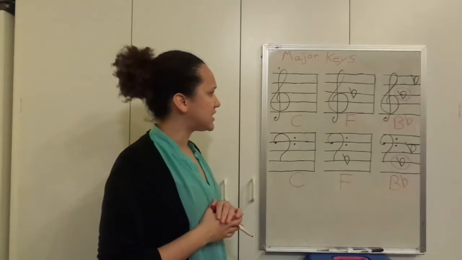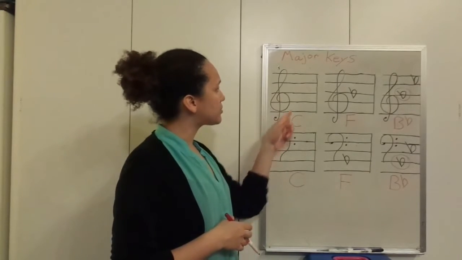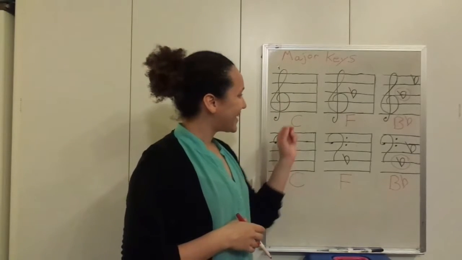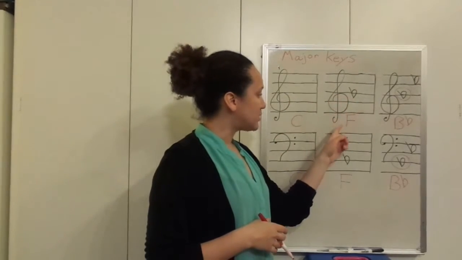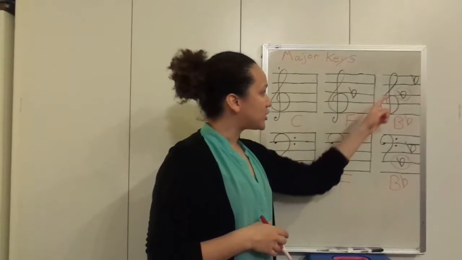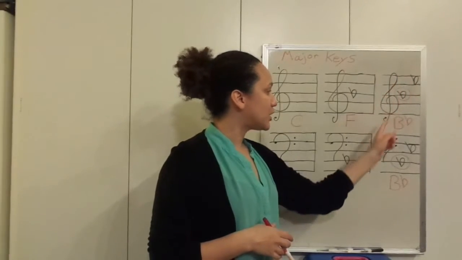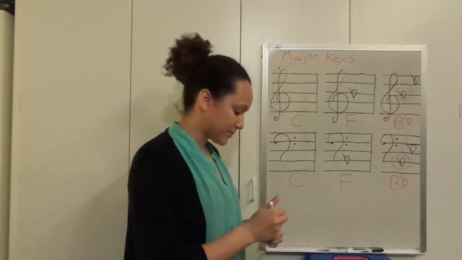But for now, I think it's easy to just remember no sharps or flats, C major. One flat, B flat, would be for F major. And two flats, B flat, E flat, would be for B flat major.